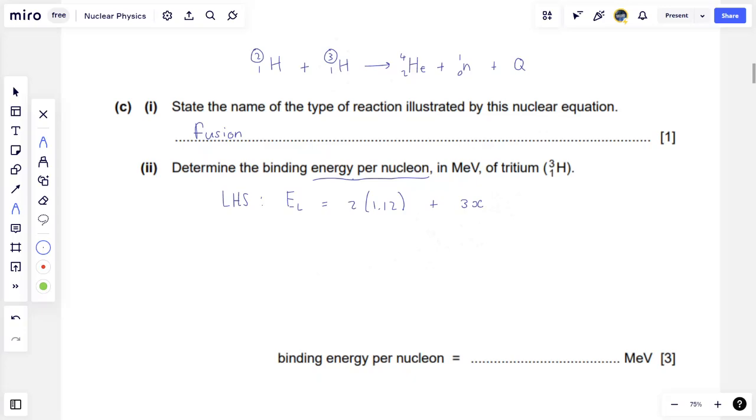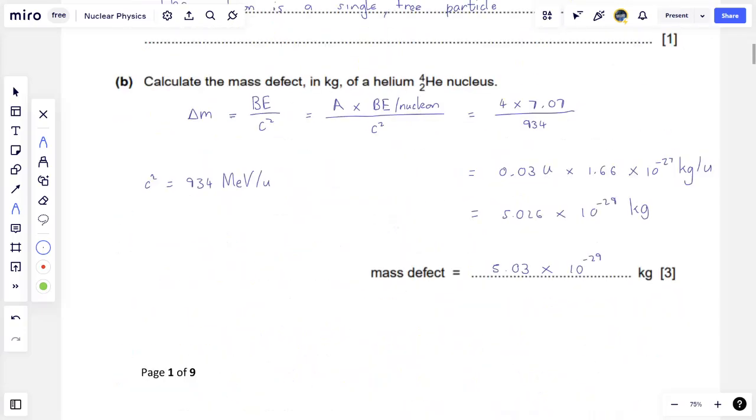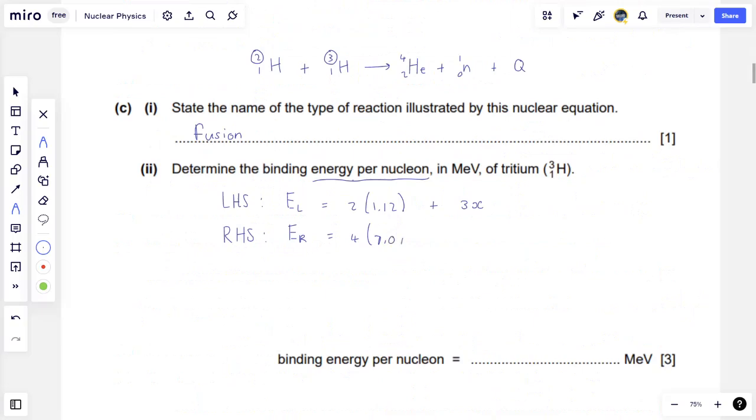Okay, nothing else on the left-hand side. Let's switch our attention to the right-hand side. On the right-hand side, the energy, E_R, I'll call it, is 4 nucleons times the binding energy per nucleon, which from our table was 7.07 mega electron volts. The neutron does not have a binding energy per nucleon, so we don't have to, but we can write it as 0. Now, there's the value Q, 17.7.